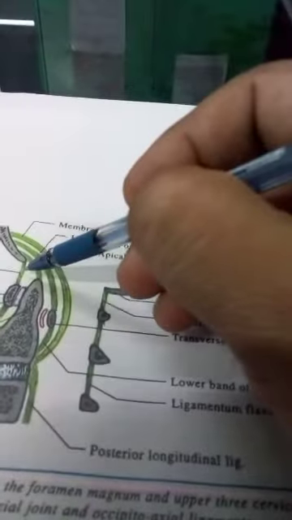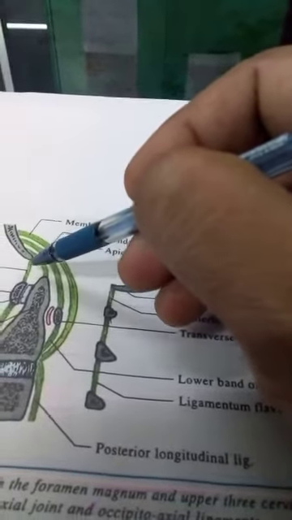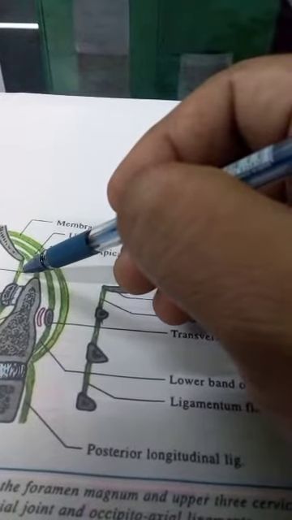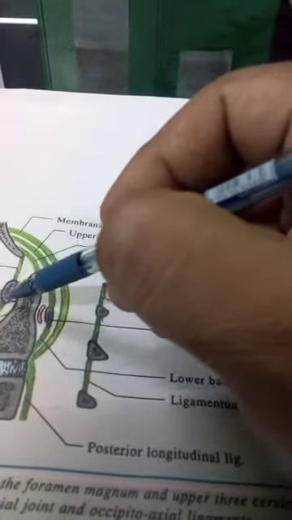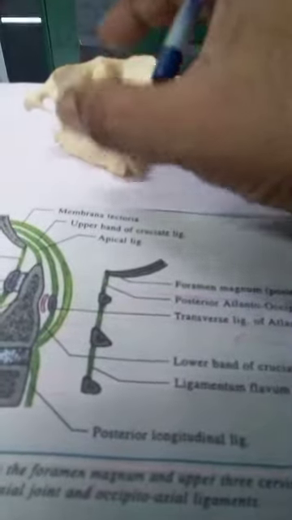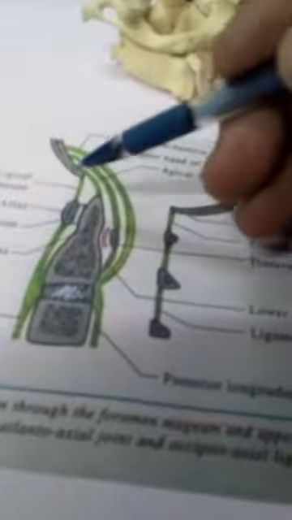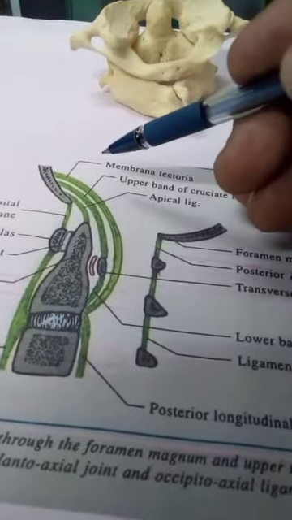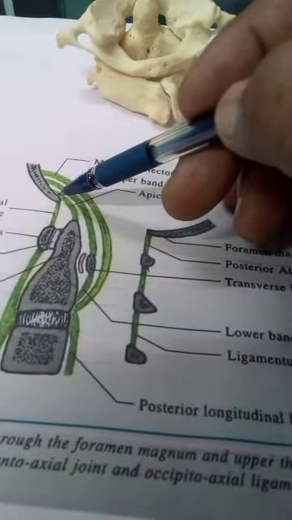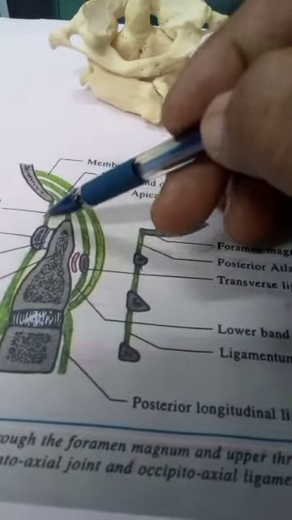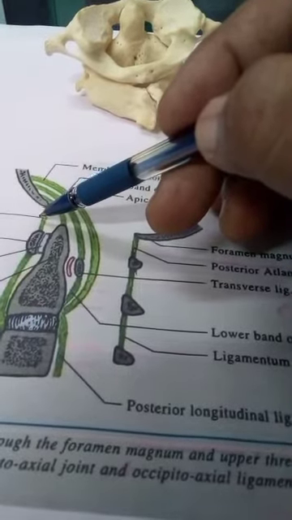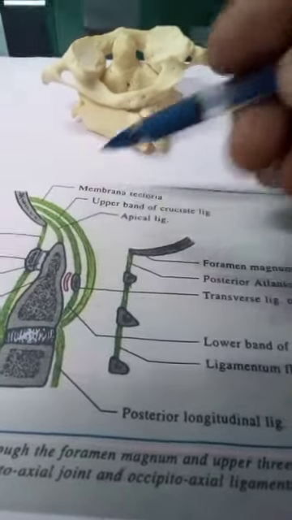This is the anterior atlanto-occipital membrane. It connects the anterior arch of the atlas with the anterior margin of the foramen magnum. So, this one is the anterior atlanto-occipital membrane. On each side, it blends with the capsule.